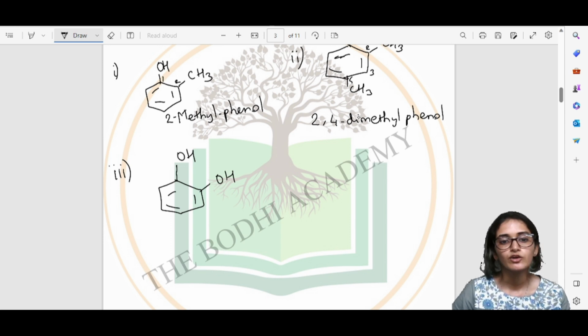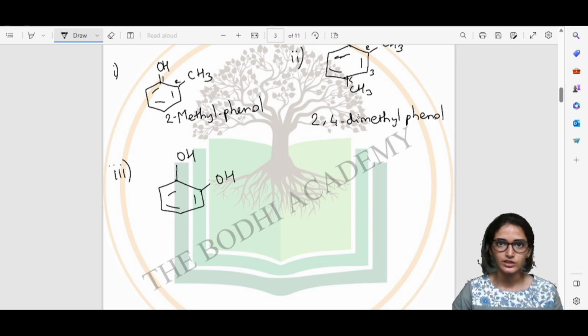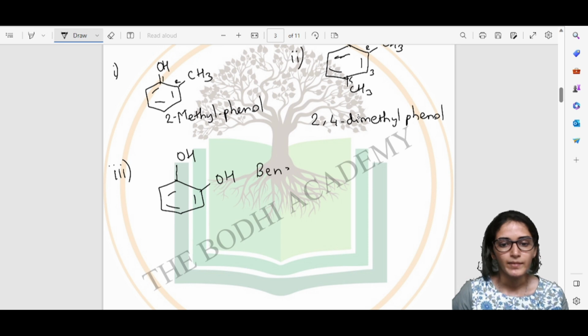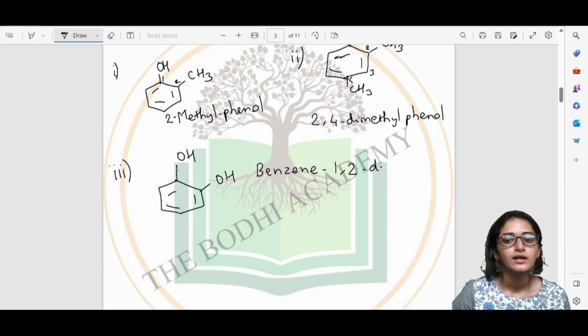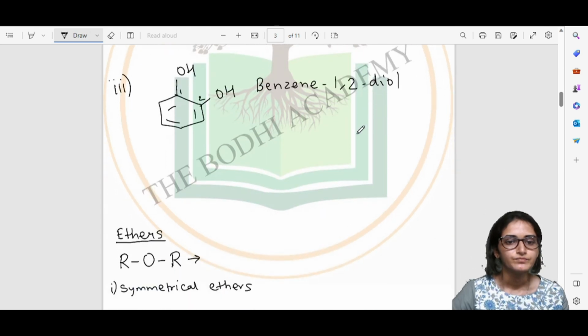Okay, now we give priority to these OH groups. So the name will end obviously with ol. Okay, so here what you have to do, benzene you have to write first. So here the name will go like this, benzene 1,2 diol. So this is 1 and this is 2, benzene 1,2 diol.